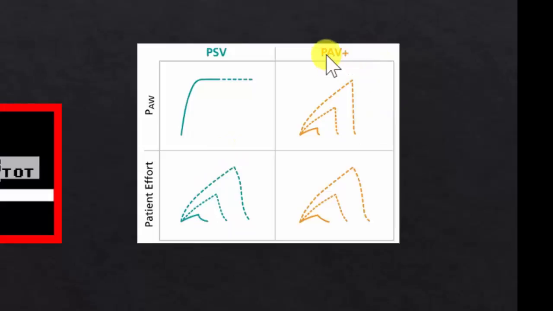In proportional assist ventilation, when the work of breathing goes up, not only will the patient's effort increase, but the machine will also do more work of breathing, sharing the extra work with the patient. So it sort of tracks along as work of breathing changes to make sure the patient always stays at approximately 50% work of breathing support.